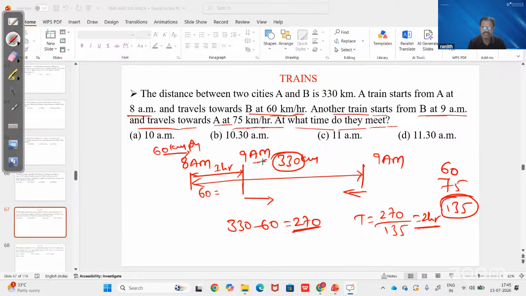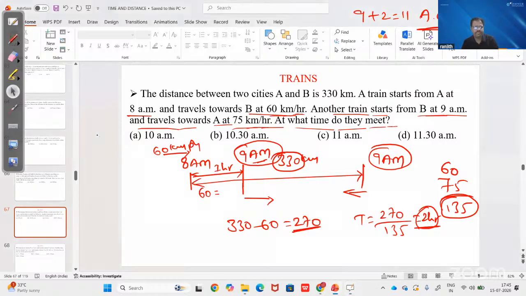After 9 a.m., so they started at 9 a.m. Two trains are started at 9 a.m. After 2 hours, these two trains will meet each other. So 9 plus 2 equal to 11 a.m. So in this question, distance is given, time is given, speed is given. We can find out the answer.